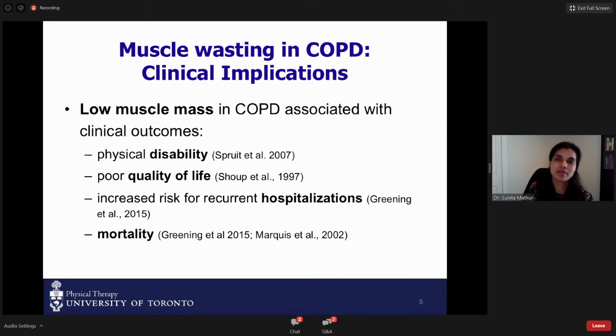Since then, muscle atrophy, muscle wasting has been studied much more in people with COPD, looking at its clinical implications. Beyond just impaired movement and sit-to-stand tests and things like that, it's been associated with physical disability, poor quality of life, increased risk for being re-hospitalized, which can lead to further loss of muscle. And it's been confirmed as an important predictor of mortality in this particular disease condition.